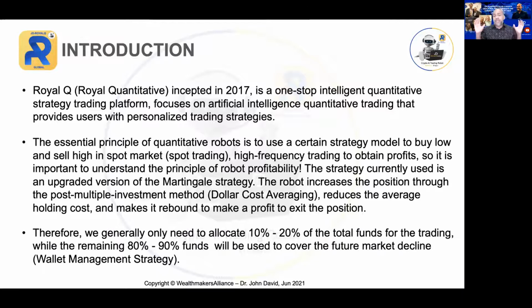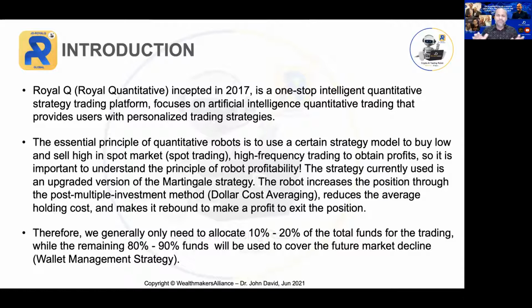Therefore, we generally only need to allocate 10 to 20% of the total funds for the trading, while the remaining 80 to 90% of the funds, we will be using to cover the future market decline. This is where we need to make sure we have a proper wallet management strategy. So don't worry, as you are listening to me, I'm going to show you each of those strategies as we go on.